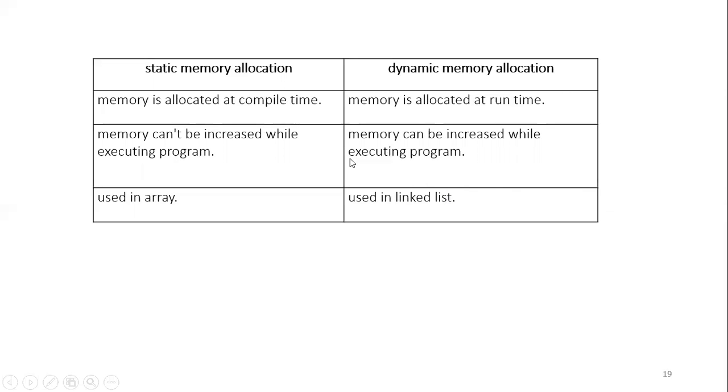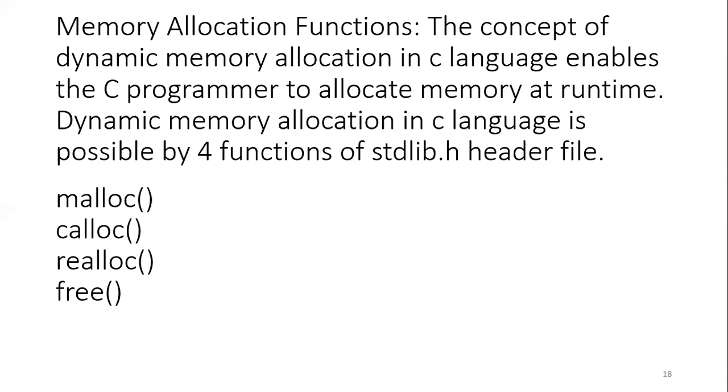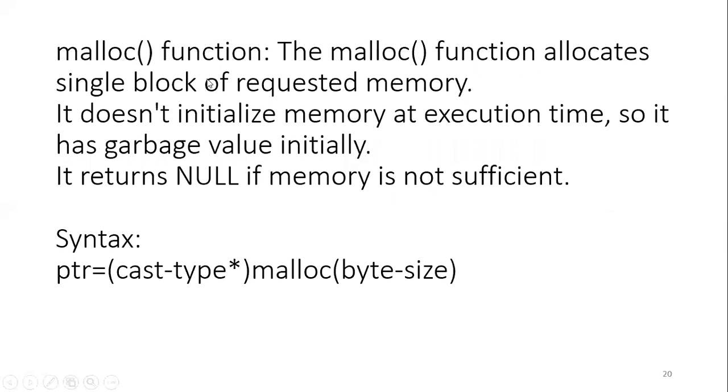So four functions are there: malloc, calloc, realloc, and free. The malloc function allocates a single block of requested memory. It does not initialize memory at execution time, so it has garbage values initially. It returns null if memory is not sufficient. That means by using the malloc function, we can allocate some memory in the heap.